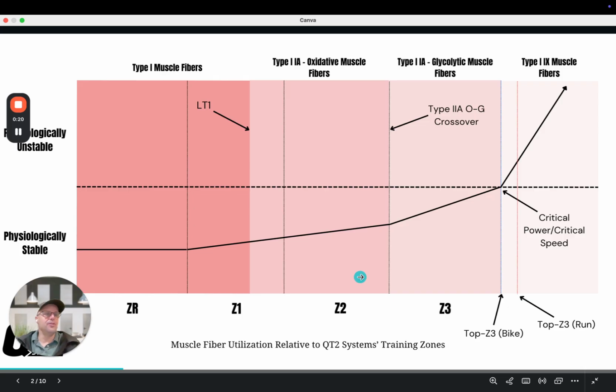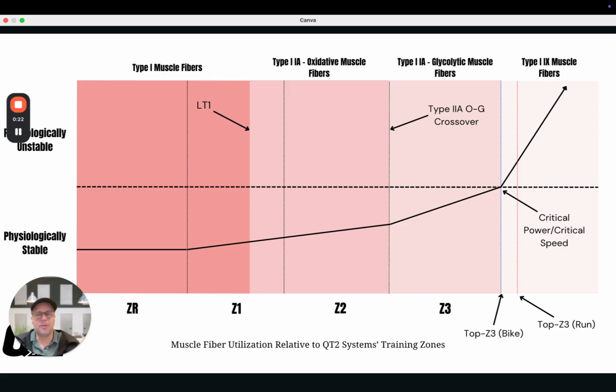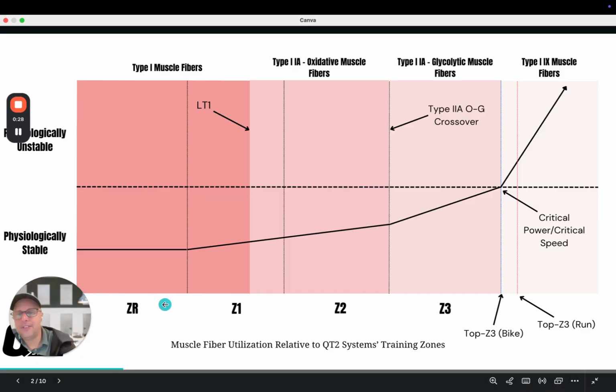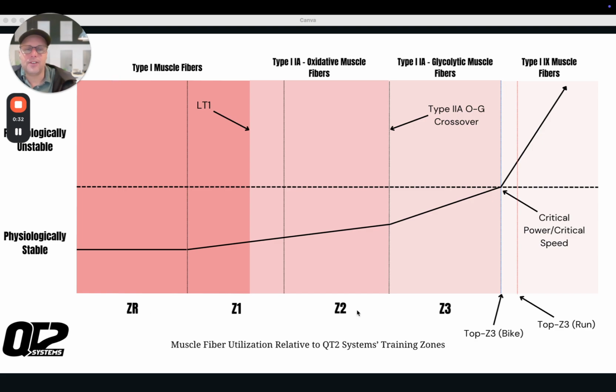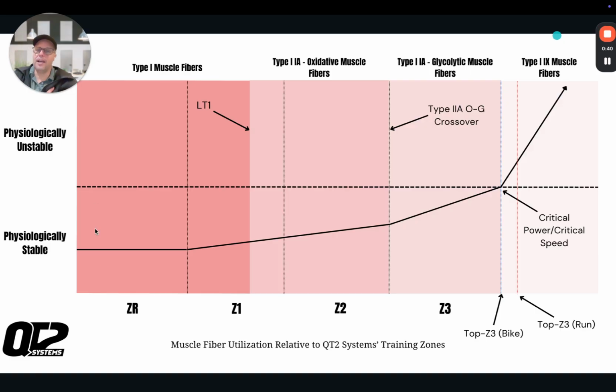So back to this slide, which we referred to a couple times in the last presentation, and which we'll refer to again a couple times here. Training intensity is on the bottom with our training zones, and physiological stability is on the y-axis. So x-axis training intensity, physiological stability on the y-axis.